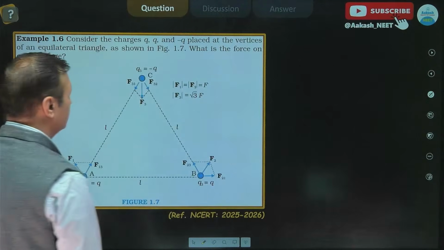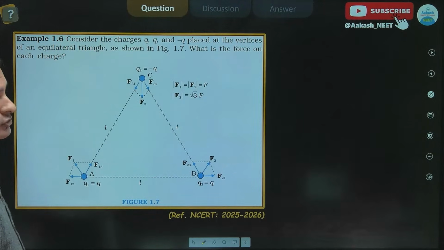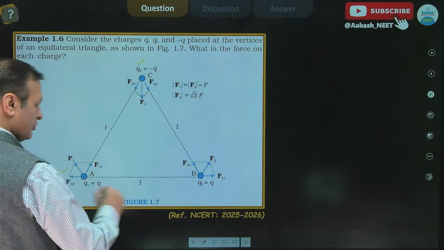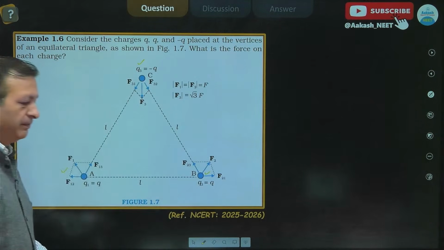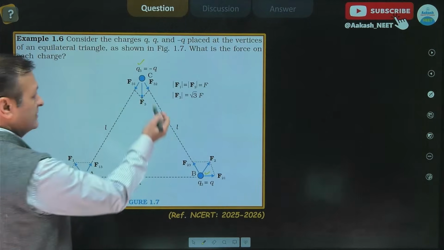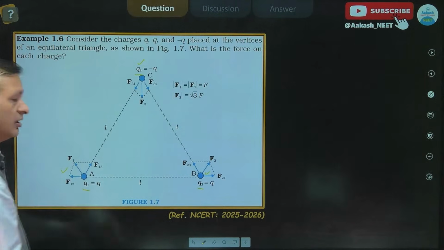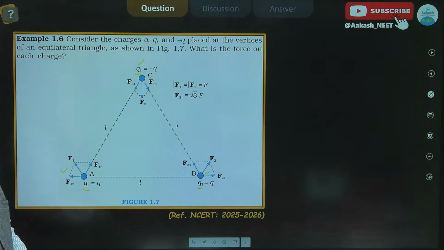Now, consider the charges q, small q again, and minus q placed at the vertices of an equilateral triangle as shown in the figure. What is the force on each charge? So, we have to find out the force on each charge. This is minus q, this is plus q, and this is also plus q. They are labeled as charge number 3, charge number 2, and charge number 1.